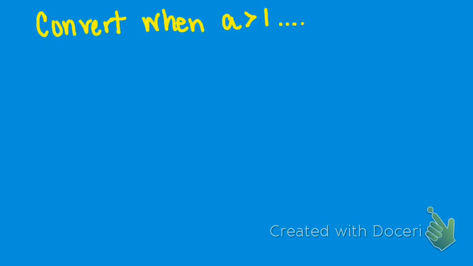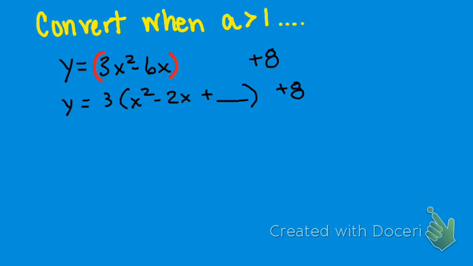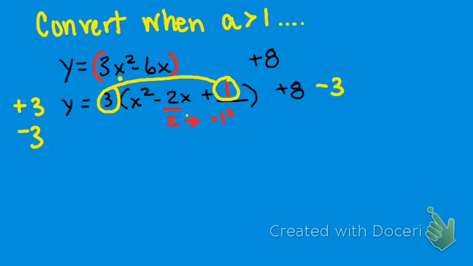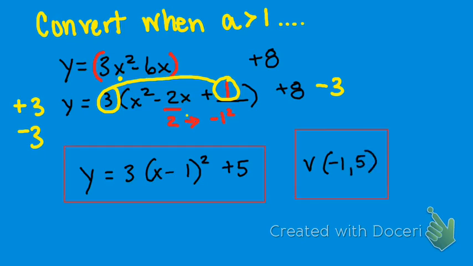How do I convert when the a value is greater or less than 1? When this is the situation, I have to first factor out the a value, because when I'm completing the square, I cannot have the a value be greater or less than 1. So when I factor it out, then I can complete my square. I just have to remember that now that 1 is multiplied by 3 and added to the y value, which means I have to subtract it from my 8. Now I have it in vertex form, and I can write the vertex.